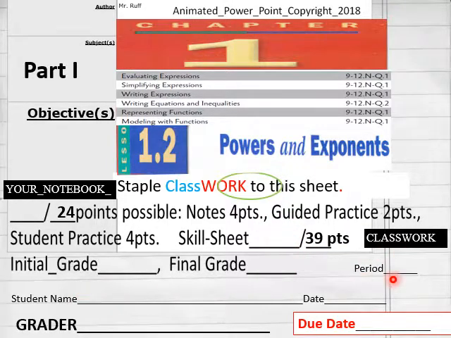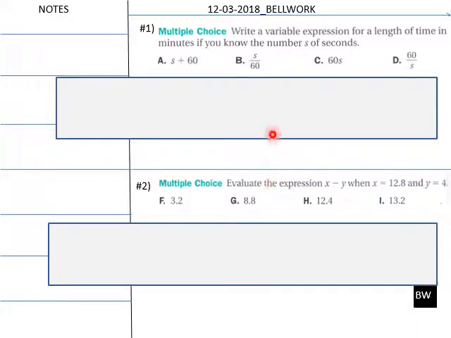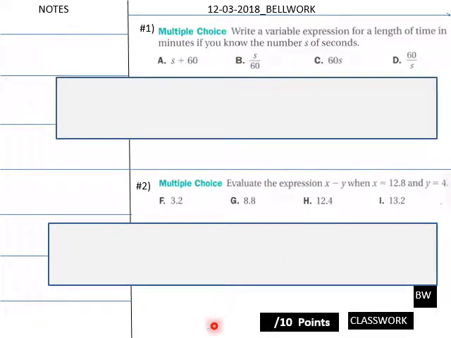Students, put your name, date, period here. And online learners, homeschoolers, put your due date there. We're going to go into our bell work for the day. Teachers, students, everybody, you got these two here. Number 1: write a variable expression for a length of time in minutes if you know number s of seconds. And number 2 down here: evaluate the expression x minus y when x equals 12.8 and y equals 4.